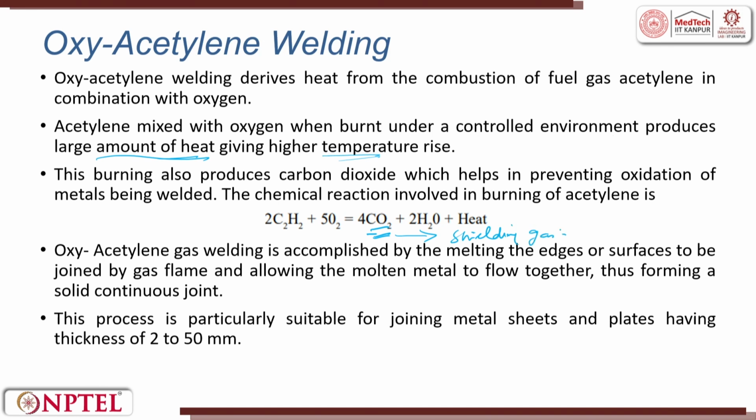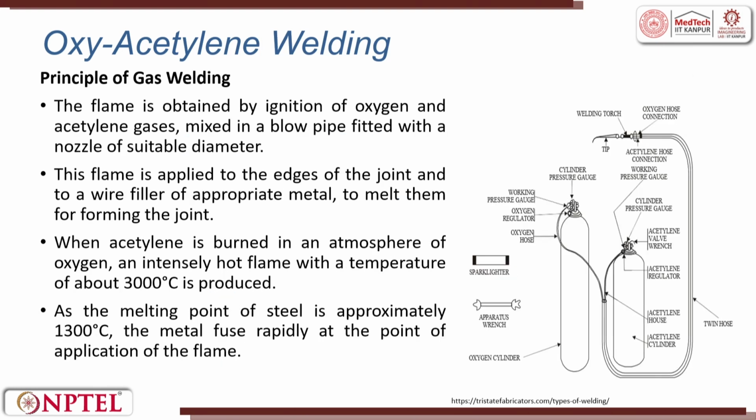Shielding gas. Oxyacetylene gas welding is accomplished by melting the edges or surfaces to be joined by a gas flame and allowing the molten metal to flow through, thus forming a continuous joint. You can join material as thick as up to 50 millimeters using this oxyacetylene gas welding process.